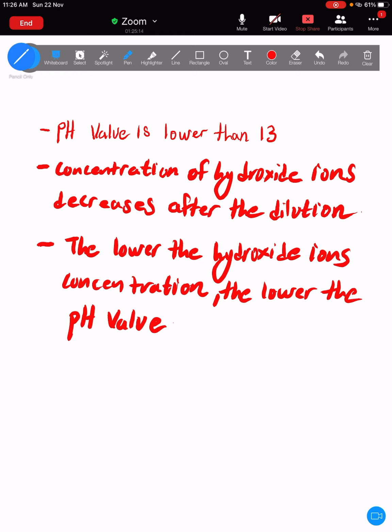So you get 3 marks over here. 1, 2, and 3. Actually it is not difficult. You have explained this. You understand the theory. Most of the students have difficulty changing the idea into words. That's the most difficult part. But look at that, you already explained. Once you do the dilution, the OH concentration decreases. It affects the pH value. That's it. Okay, you can screen capture this.